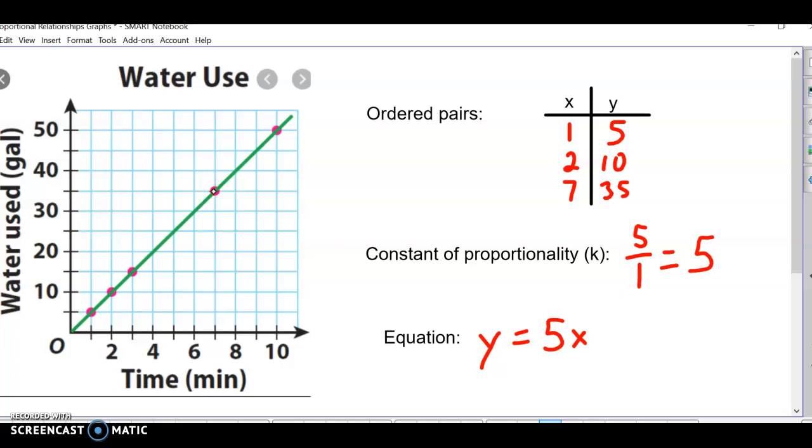All right, to find my constant, I take my y value and divide it by my x, and I can do that for any of these. Y divided by x is going to give me 5. And then using that constant, I write the equation. Y is equal to 5x. And that's it. That's all there is to the graphs. I think you guys will be fine with this skill.